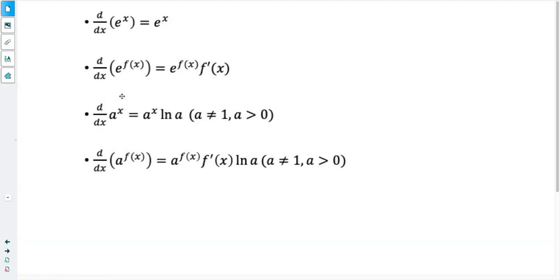If we have the derivative of a to the x, that's going to be equal to a to the x times the natural logarithm of a. If we have the derivative of a to a function of x, we essentially have the same thing, except we're now going to have to take the derivative of that function as part of chain rule. So we would have a to that function of x times the derivative of that function times the natural logarithm of a.